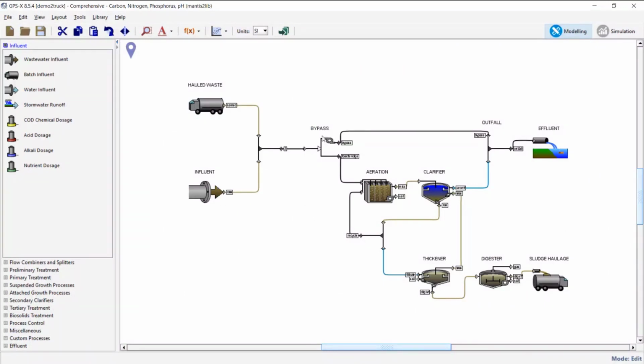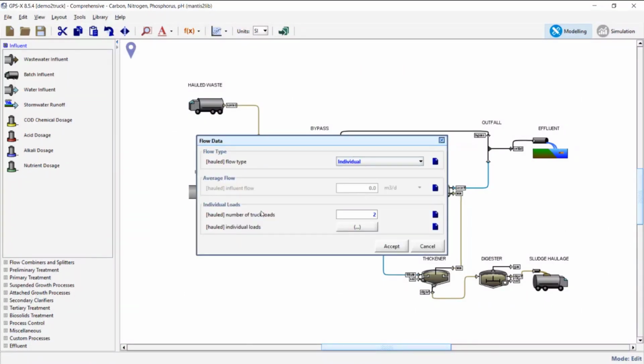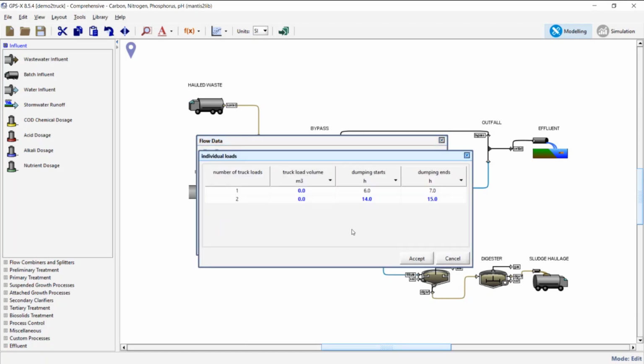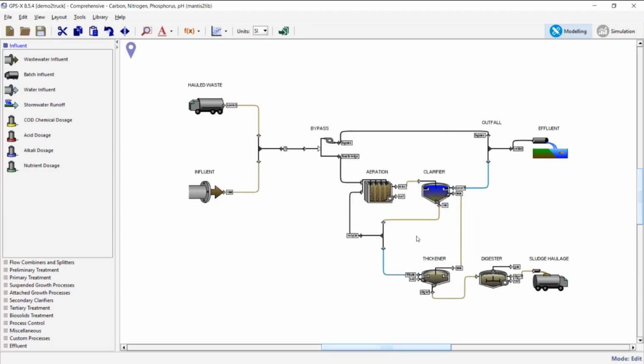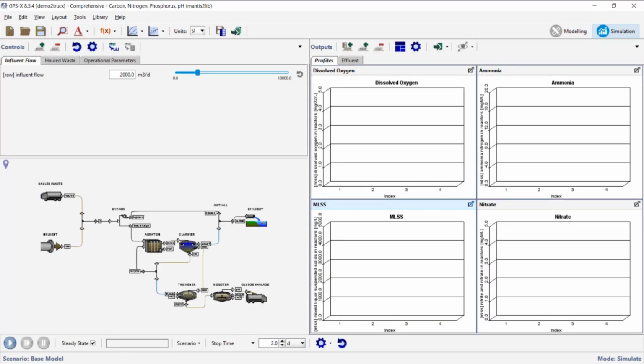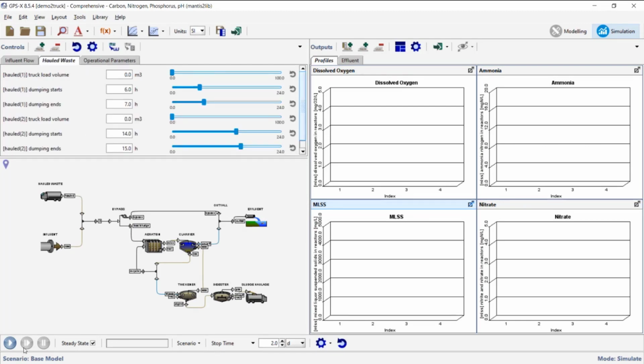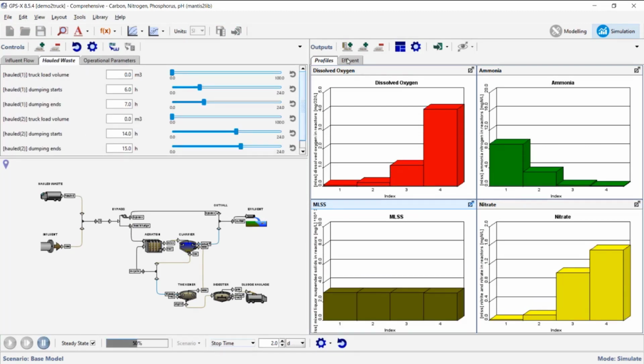And then as far as flows are concerned, we have 2 truckloads coming during the day, and one of them is from between 6 and 7 a.m. and then the other one is in the afternoon between 2 and 3 p.m. During that time, some flow will be delivered to the plant. Okay, so I'm going to run it once without any truckloads so that you can just see what the regular performance looks like.